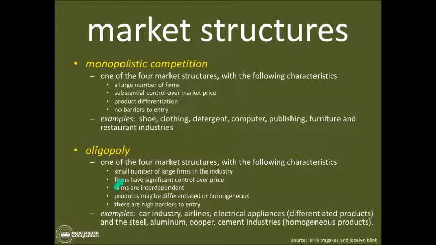The last one, oligopoly. Oligopoly is one of 4 market structures with the following characteristics. A small number of large firms in the industry. Firms have significant control over price. Firms are interdependent on each other. Products may be differentiated or homogeneous, and there are high barriers to entry.